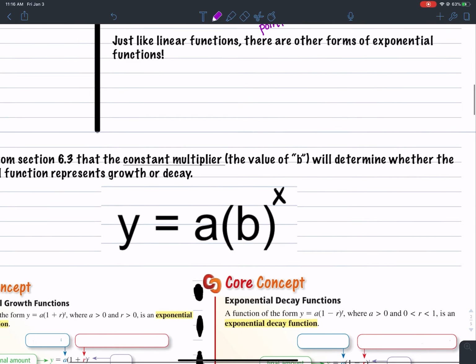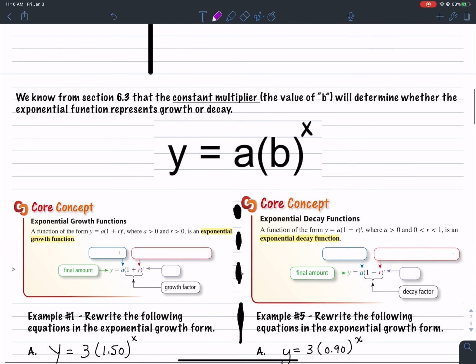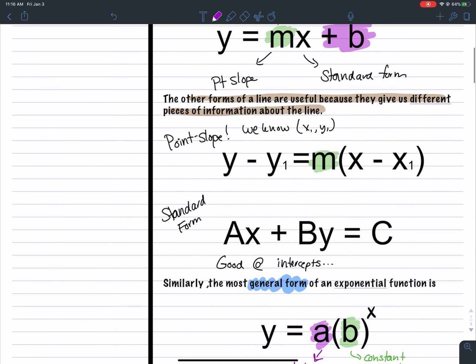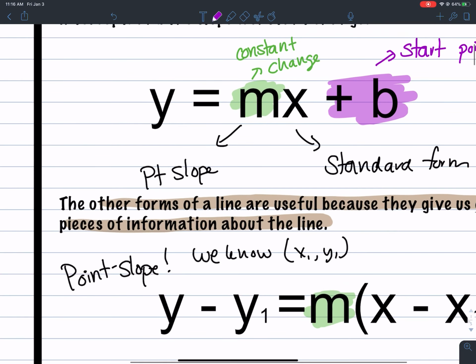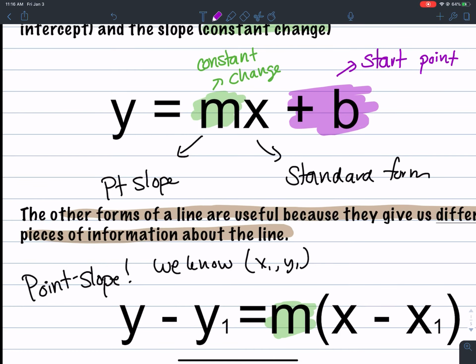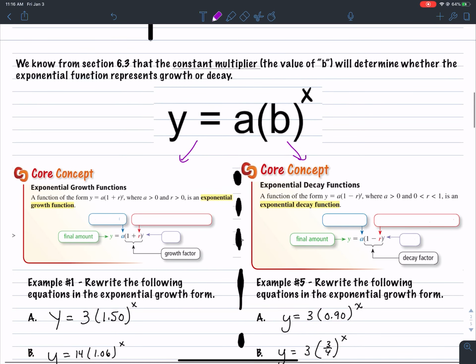Now, just like with a linear relationship, though, there's two other forms that we're going to learn today. And those two other forms are called exponential growth and exponential decay. So we can think about that just like we did up here. We have one form of a line that we could be more specific about by breaking it into other forms of a line. Same thing with our exponential. So we're going to cover two different things today, exponential growth and exponential decay.